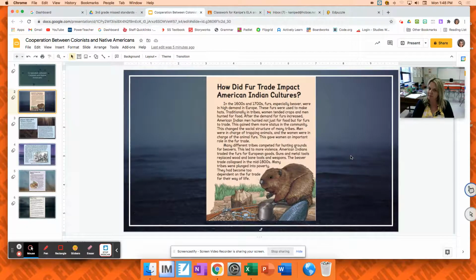Now, can you make a prediction about what caused the fur trade to collapse? If everyone is hunting them, what do you think it would be? Hopefully you're saying overhunting. There were no beaver left. They were becoming endangered because they had been overhunted.